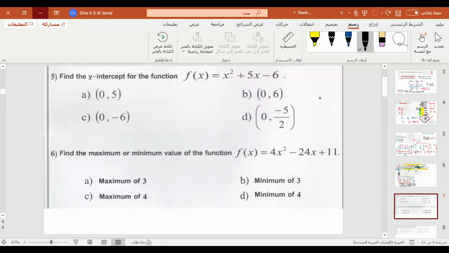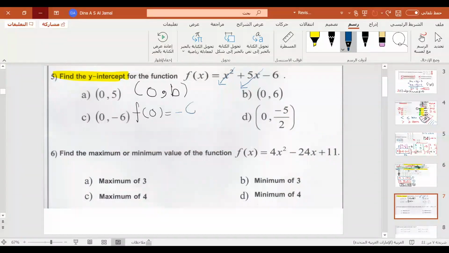Let's go to this question. Find the y-intercept. Whenever you would like to find the y-intercept, it's all about 0 and b. That means you will be substituting by 0. And whenever you are substituting by 0, here you are having x squared, it will be cancelled. 5x will be cancelled, so it will be minus 6. So if you put it as a point, 0 and minus 6. So it will be your C.